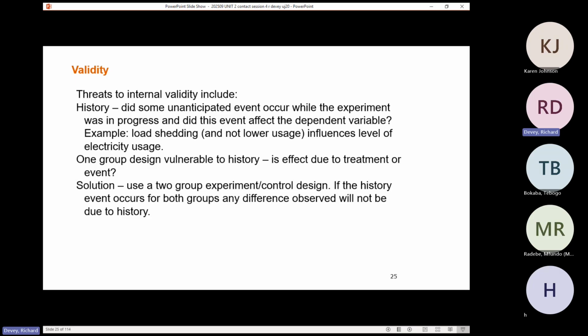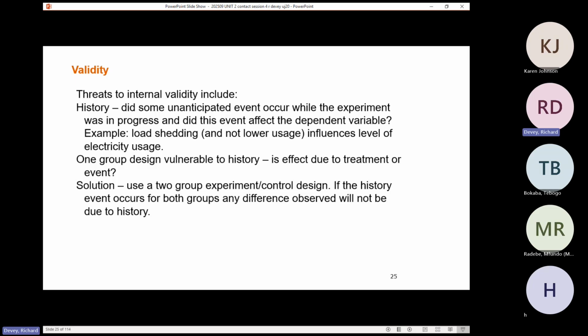Just one example would be load shedding. If load shedding occurs while the experiment's taking place, it might be the load shedding that explains the lower use of electricity rather than some change in behavior of the electricity user. A one-group design is vulnerable to history, because if you're using a single group design, which is never really a good design for any kind of research, the question would be, is the effect due to the treatment or due to some historical event occurring during the treatment?